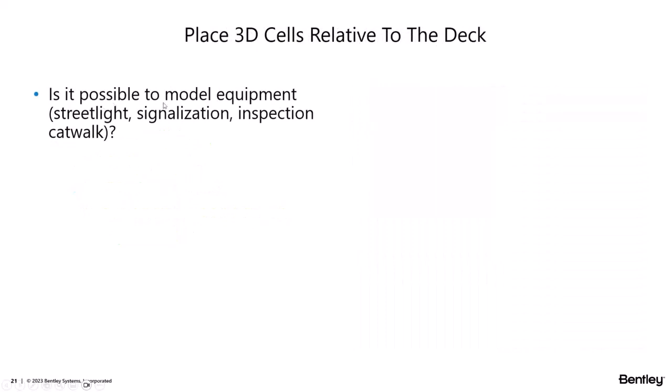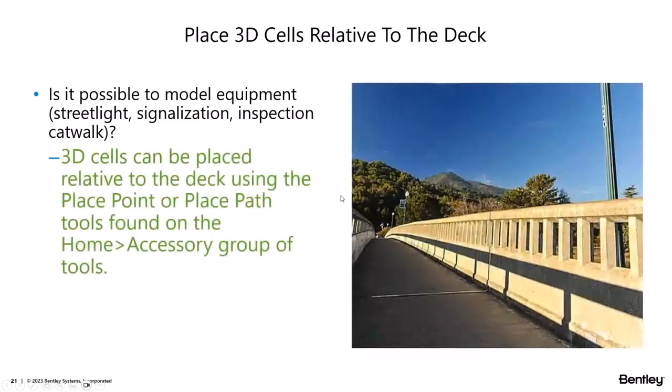All right. Is it possible to model equipment, streetlights, signalization, inspections, catwalks, and so forth on a bridge? If you have a 3D cell, we have a couple of different tools out there that make very quick work of placing those relative to the deck. All right. So it will do it pretty much relative to the surface of the deck. It could either do it along the edge of the deck, down the median, wherever you like. So just kind of keep that in mind when you create that cell. Set the origin on the cell relative to some key point on your deck there, and I think you'll be okay.